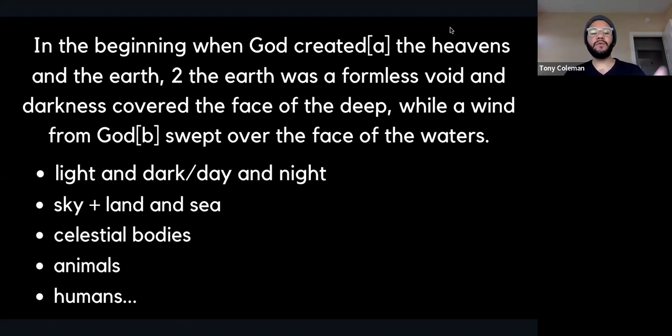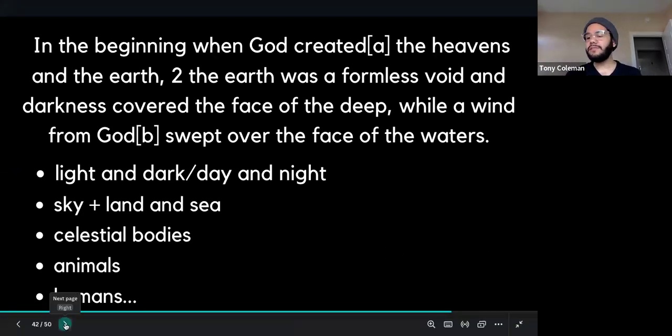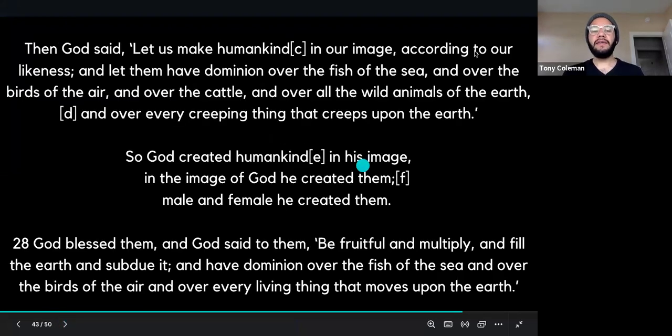And then I just created a little list here of the order: light and dark, also day and night. Then God creates sky by separating land and sea, and then God creates celestial bodies by putting lights in the dark. Then God creates land and sea, and also plants at that moment. Then God creates animals, and then God creates humans. And here's what the passage about humans looks like in Genesis chapter 1.